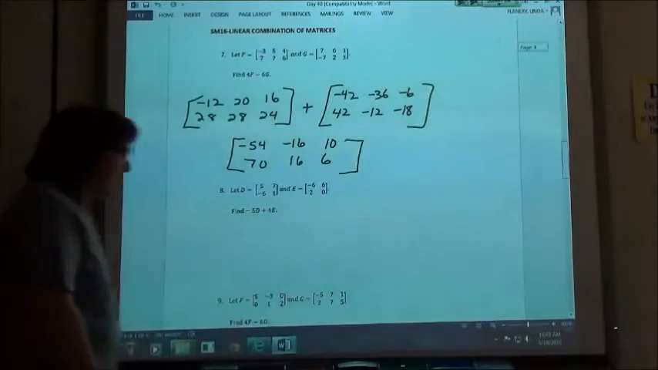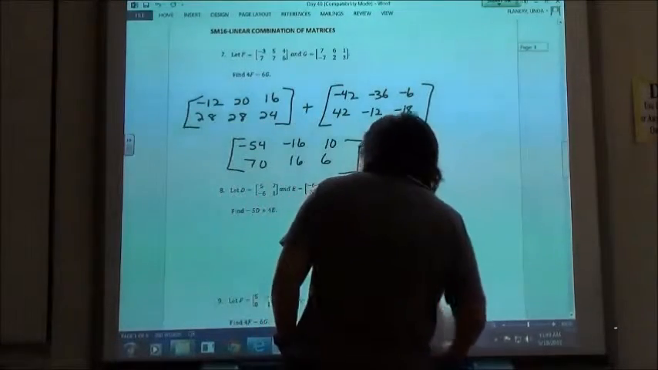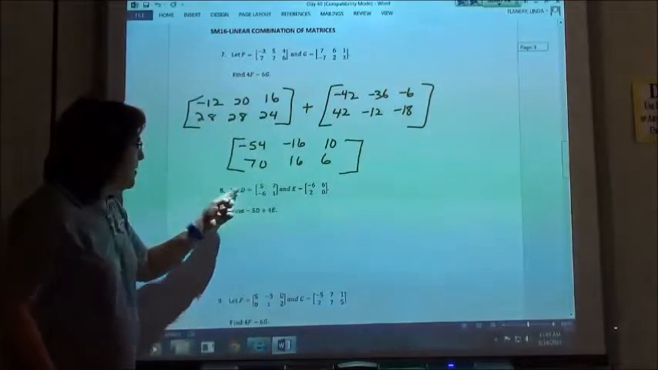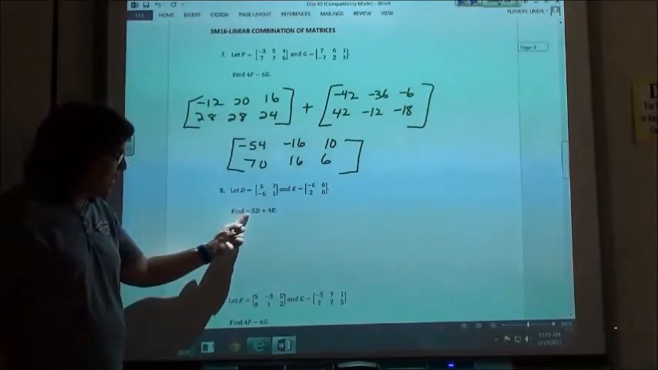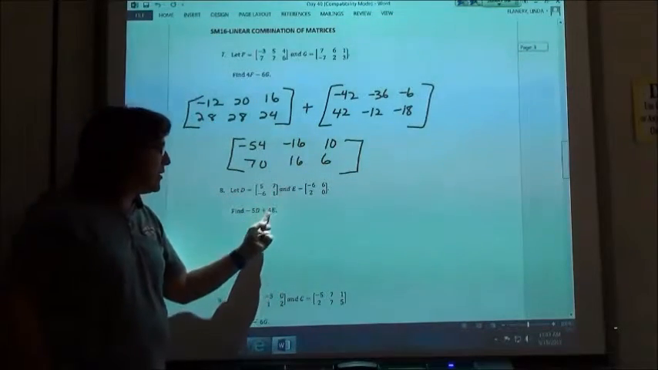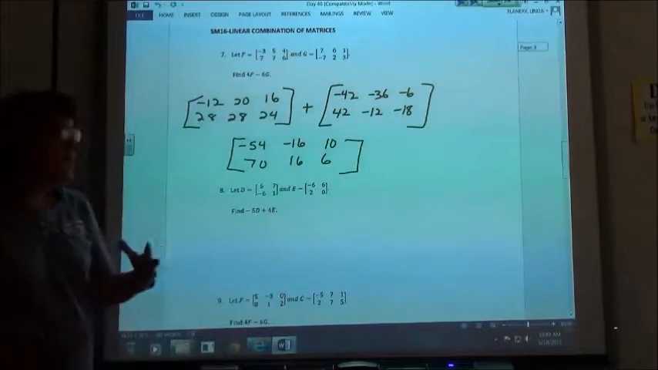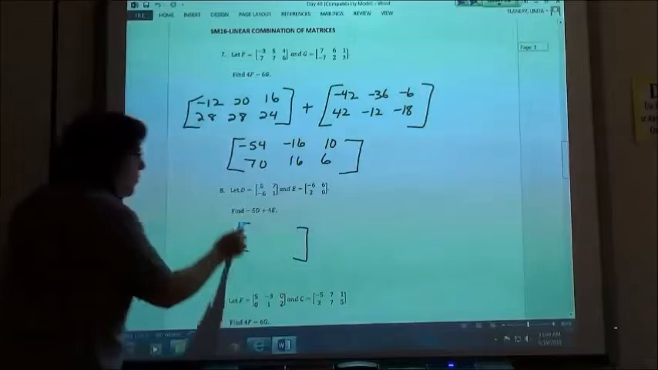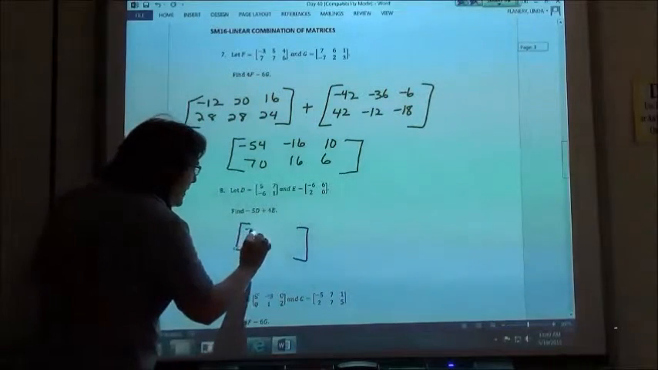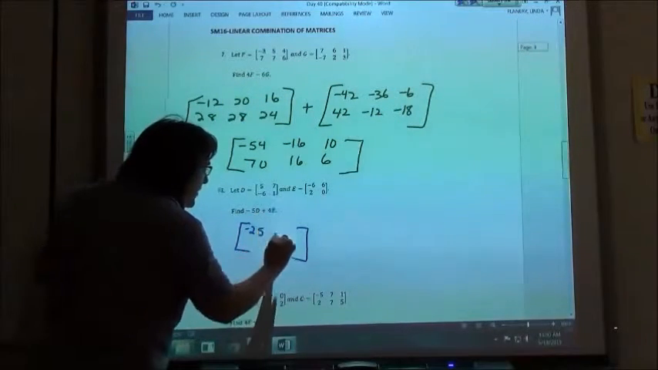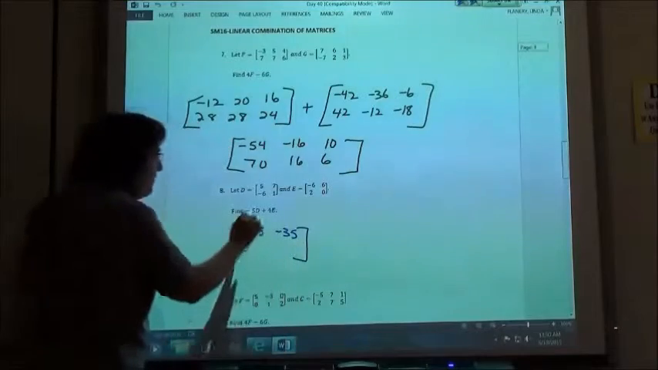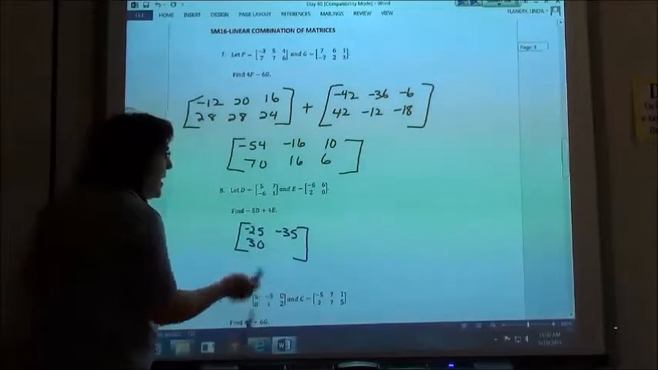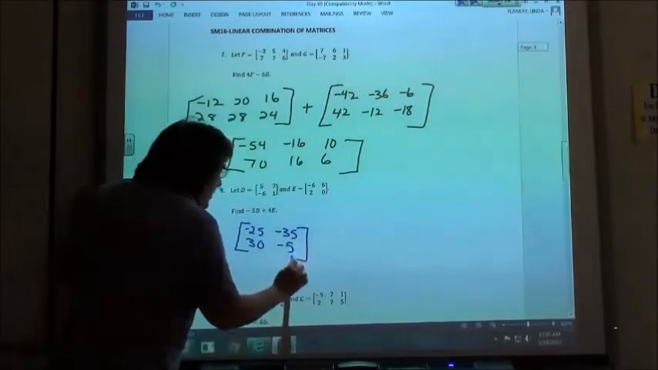So number 8, same kind of thing. I am going to take my D matrix times negative 5, my E matrix times a positive 4, then add my 2 answers together. So multiplying by negative 5, I get negative 25, negative 35, positive 30, and negative 5 times 1, negative 5.